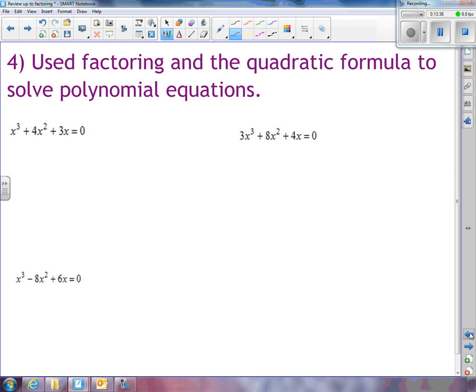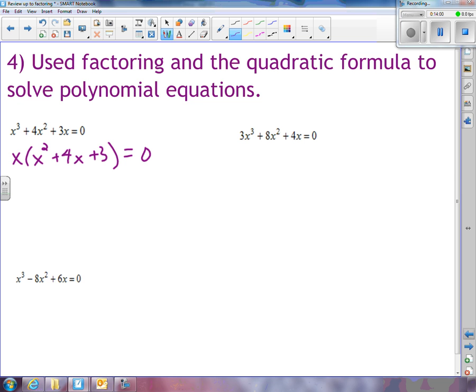So let's try this first one. First thing you should always do is look for a GCF. So our GCF here is just easy. It's just x. So let's take that x out. Then we're left with x squared plus 4x plus 3 equals 0. Now this is an equation. You're trying to figure out what makes that equation true, what value of x works.